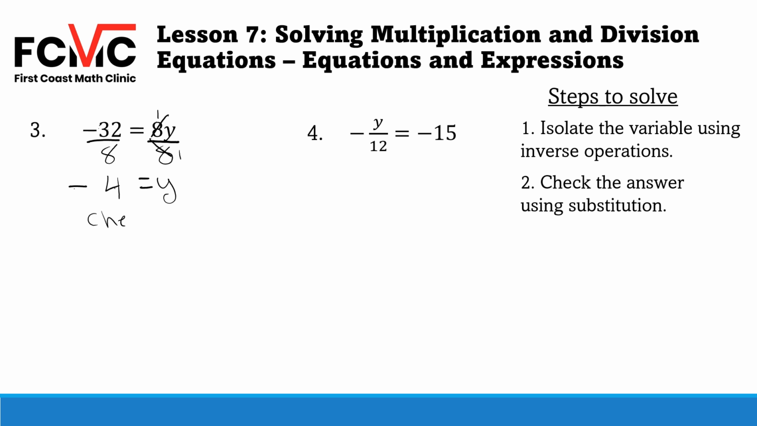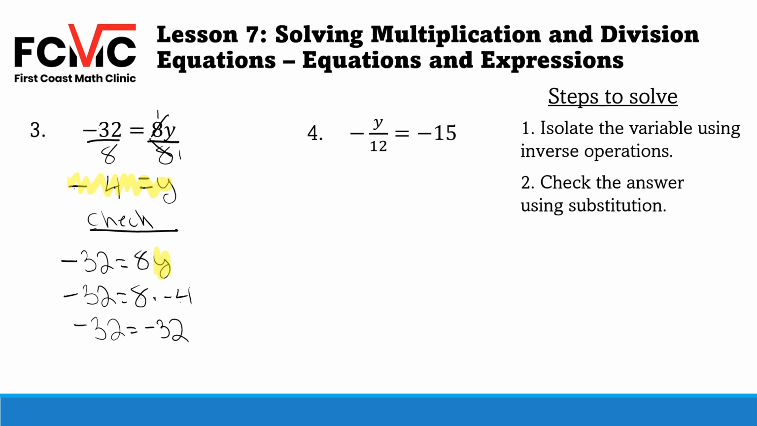Now our check. Let's take the original equation, negative 32 equals 8y. Let's replace the y with negative 4. So negative 32 equals 8 times negative 4. And then 8 times negative 4 is negative 32. The left side and the right side are equal to each other, so our answer checks.